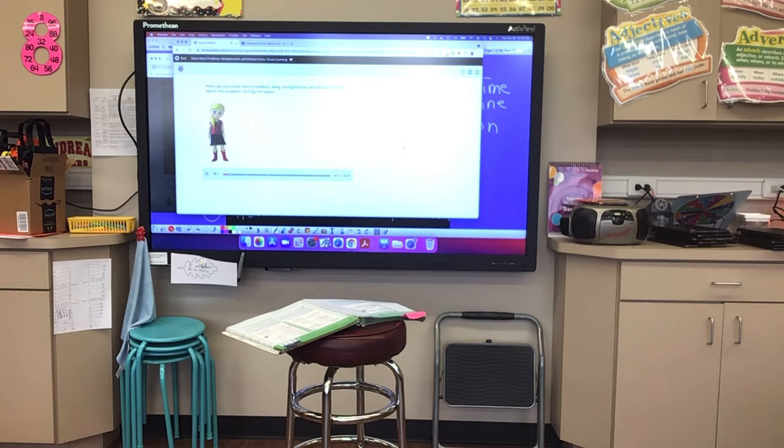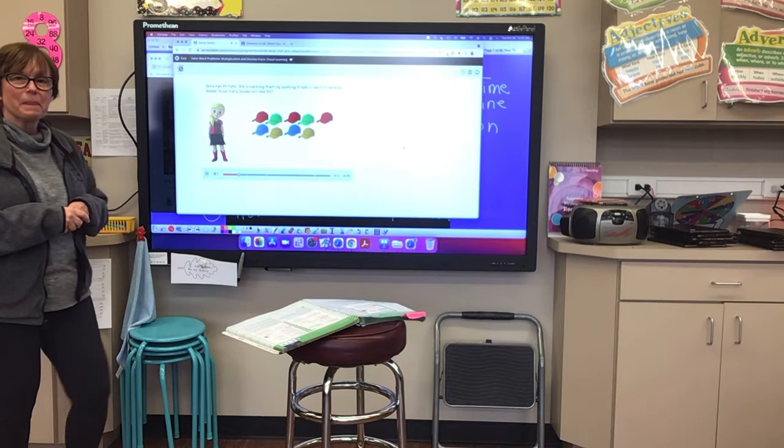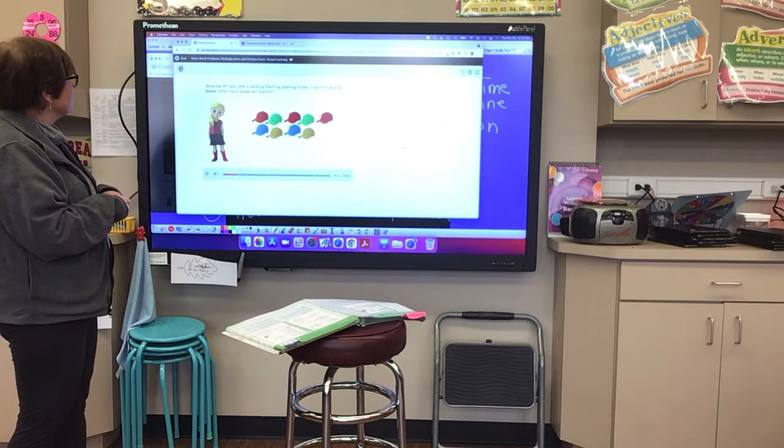Solve word problems using multiplication and division. Think about this question during the lesson. Gina has 45 hats. She is packing them by putting 9 hats in each of several boxes. How many boxes will she fill?